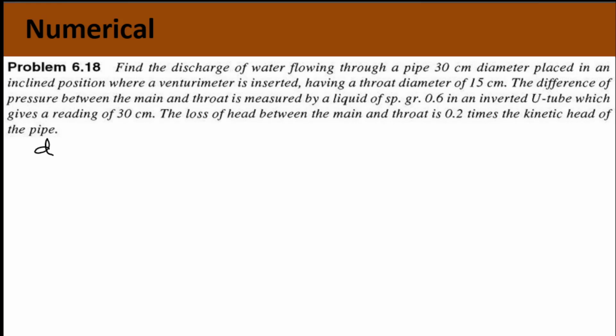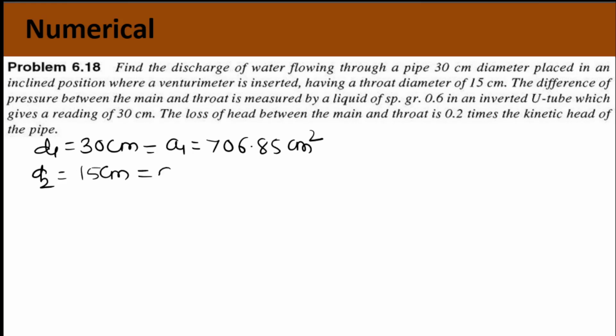Now D1 is equal to 30 centimeter. So we can find out the value of A1 as 706.85 centimeter square. Then D2 is given as 15 centimeter. So I can find out A2 is equal to 176.7 centimeter square. Okay, so I hope that you have calculated the values. Now x is given as 30 centimeter.